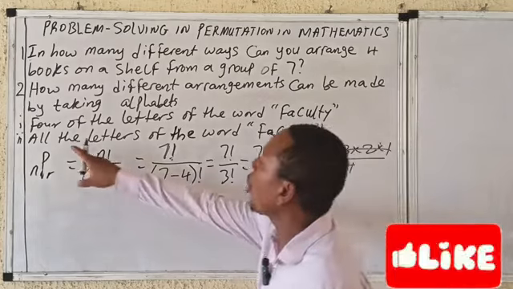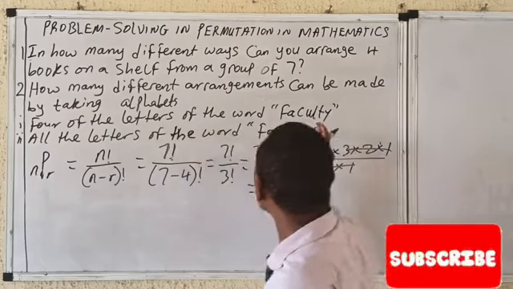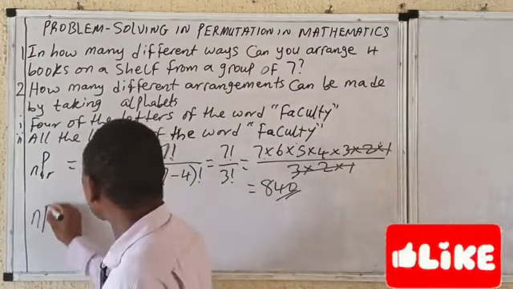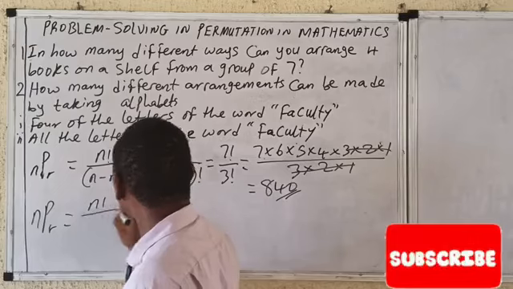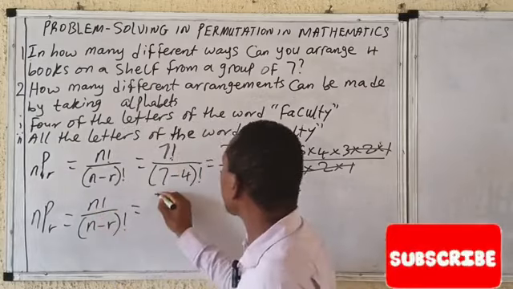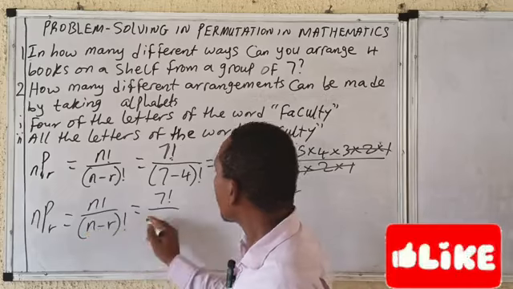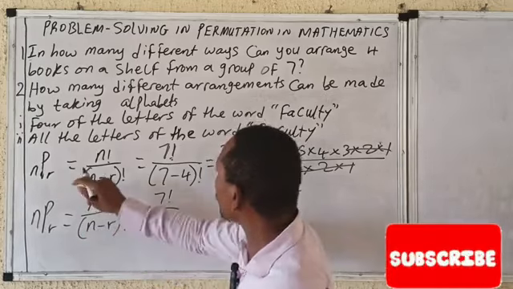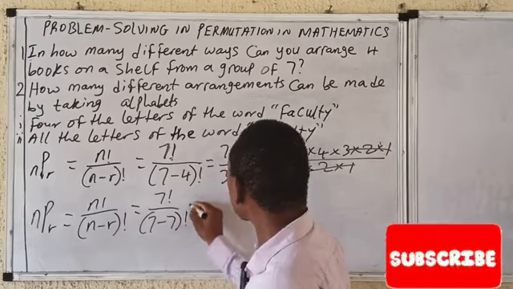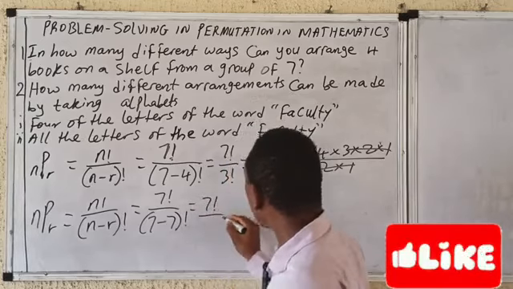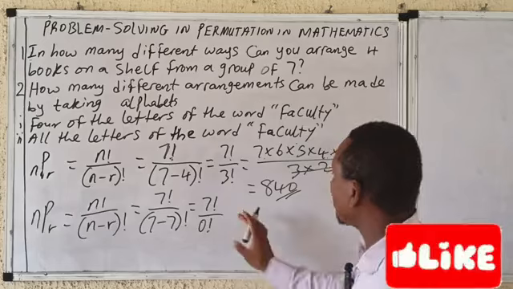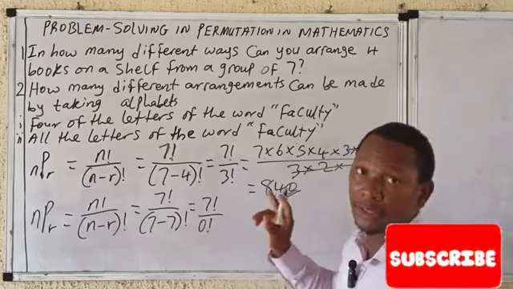But the second one is all the letters or alphabets of the word faculty. In this case, you have nPr equal to n over n minus r factorial. Now in this case, n remains 7, and n here also remains 7. Then r, in this case, all the letters. We are interested in all the letters. So r is also 7. So we now have 7 factorial all over 0 factorial. Remember, I made mention in my introductory class that 0 factorial is 1. The answer for 0 factorial is 1.